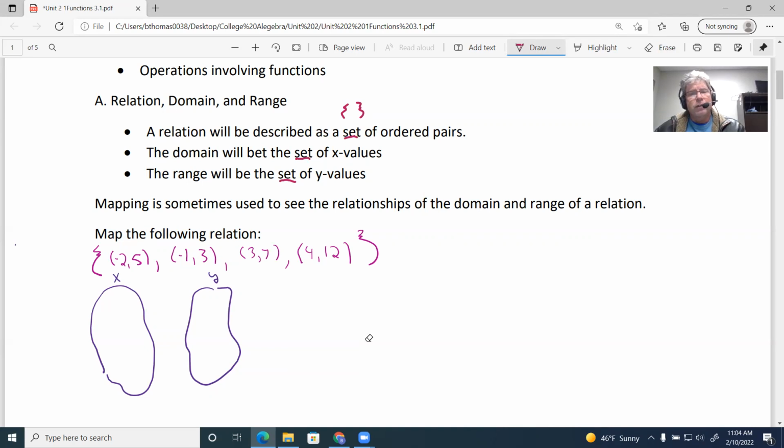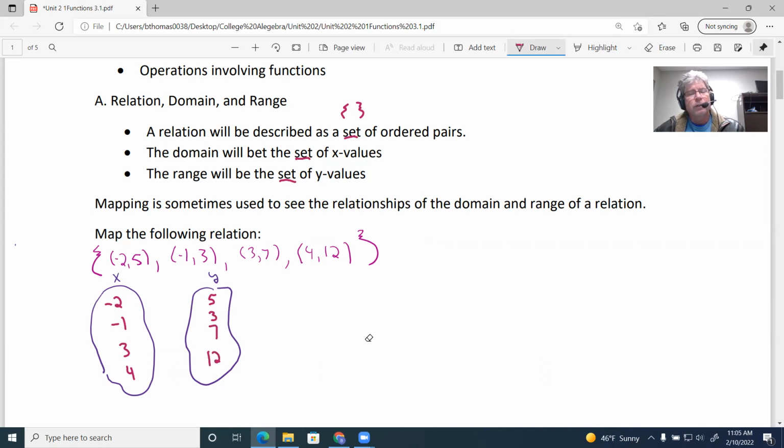Sometimes mapping is used to understand what a relation looks like. As I said, mapping is sometimes used to see the relationships of the domain and range. So if I want to map the following relation, notice I have a set of ordered pairs. We have this -2, 5, this -1, 3, the 3, 7, and the 4, 12. Those are our 4 different ordered pairs. If I want to map, what we do is we put the domain in one spot. So we have this -2, this -1, this 3, and this 4. And over here we have our y values, a 5, a 3, a 7, and a 12.